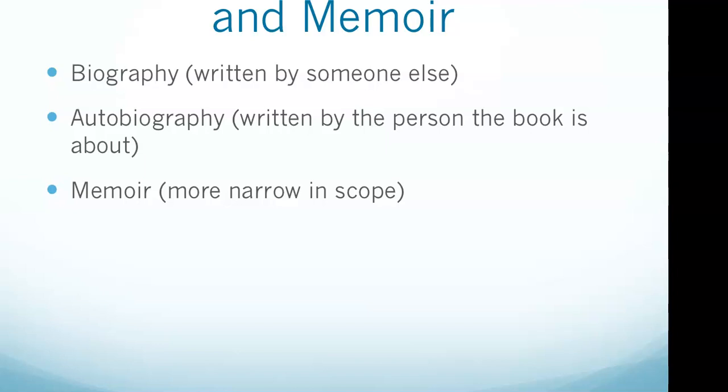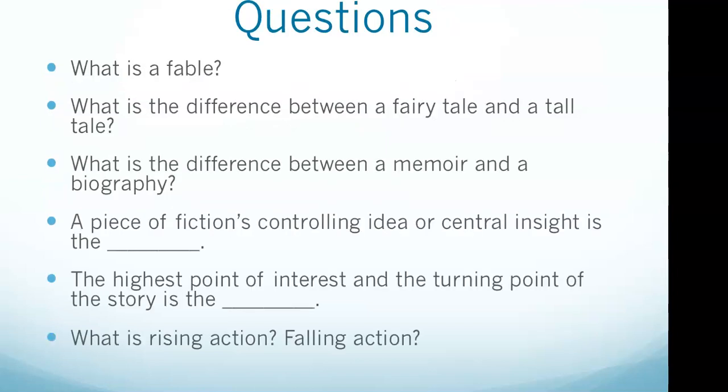And then finally, memoir is really pretty similar to biography or autobiography, but it's much more narrow in scope. A memoir will focus on specific moments or turning points in a life and will not try to tell the whole life story. Okay, so again, what we have in parentheses is what we want you to be able to focus on and remember. Memoir is more narrow in scope. Autobiography is me writing about me. Biography, somebody else writing about me. If you got that, you're good to go on that section.